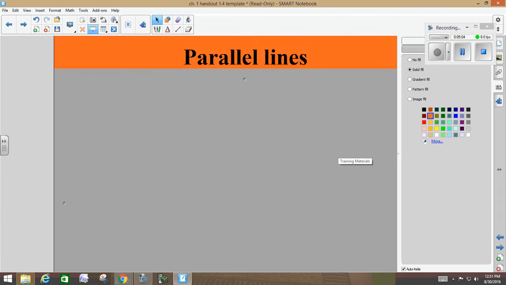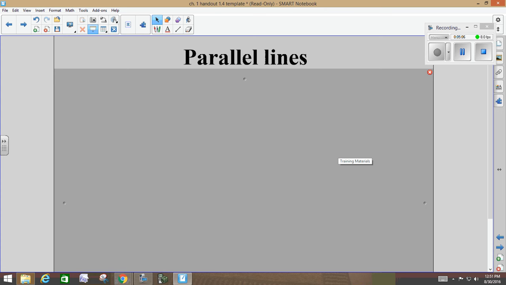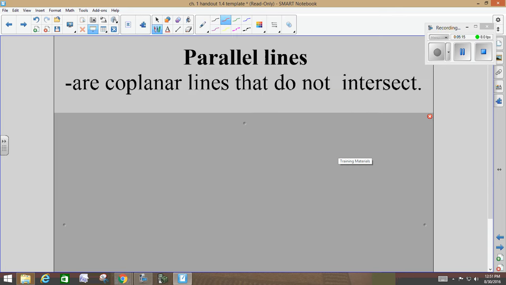Cool, parallel lines. What do we know about parallel lines? Never intersect, we already knew that, right? We're gonna amp it up a little because you're in high school. They're coplanar lines that never intersect.